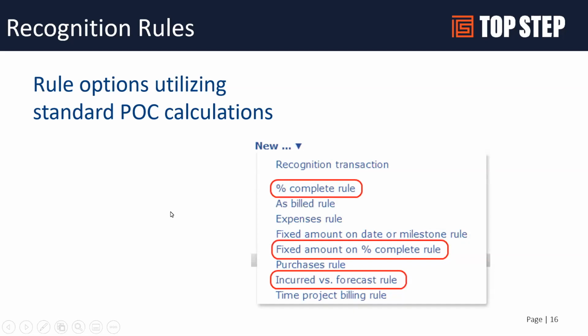So now we know how to calculate percent complete and how OpenAir calculates it. Now the question is, all right, what do we do with it? There's a couple of things that you can do with percent complete. The first is being able to use it for revenue recognition. OpenAir has 3 rules that tie to the native percent complete calculation. Obviously the percent complete rule, you can trigger fixed amounts on percent complete rule, or incurred versus forecast. So we'll dig into these just a little bit as we go into the next few slides.